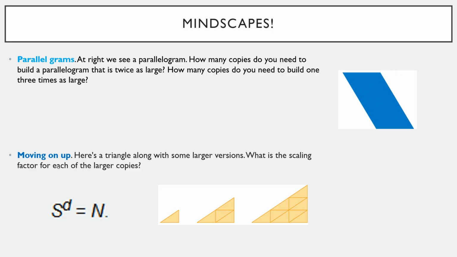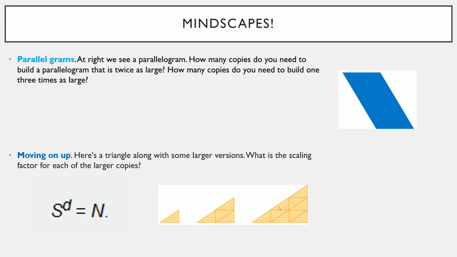Now let's take a look at this one. Moving on up. Here's a triangle right here, along with some larger versions. What is the scaling factor for each of these larger copies? I want to figure out what the scaling factor is. I know the dimension of a triangle. It's a two-dimensional object. And to go from here to here, there's 1, 2, 3, there's 4 triangles in here. So what do I have to raise to the second power to get 4? This is a scaling factor of 2, because 2 squared is equal to 4.